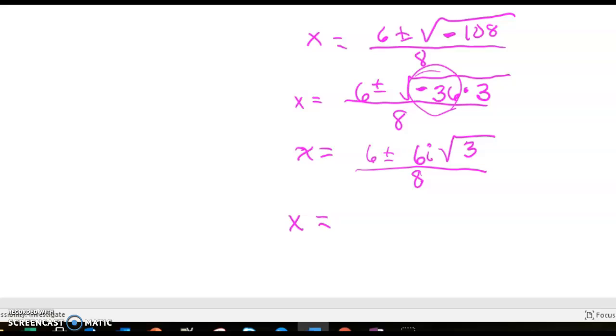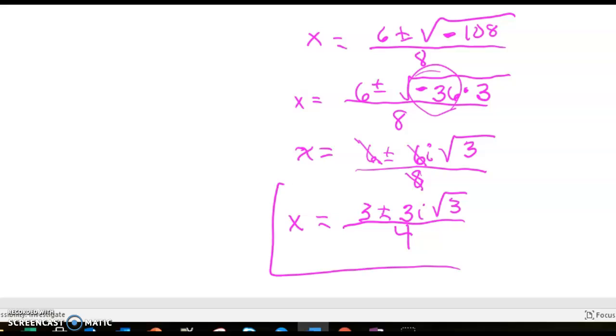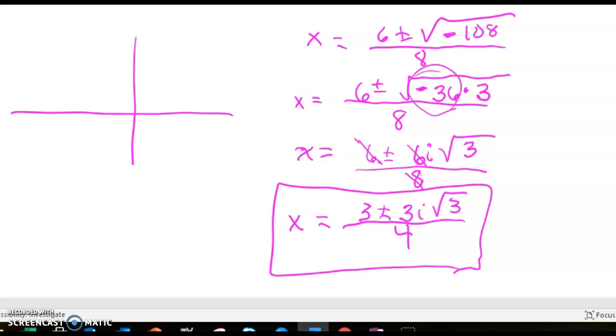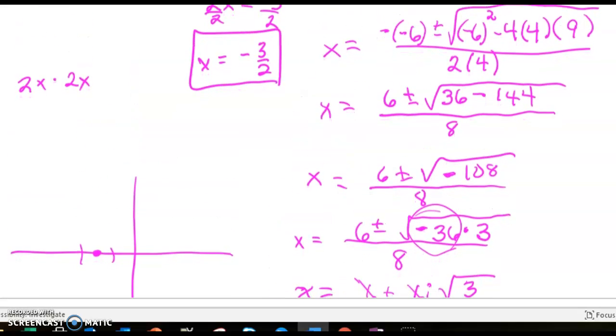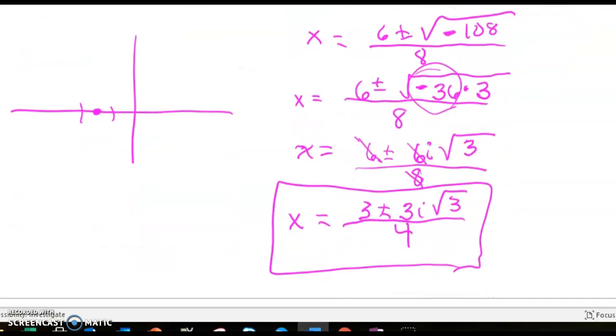We simplify. If we can reduce these 3 numbers, we will always reduce them. So we reduce by 2, we get 3 plus or minus 3i, square root of 3 over 4. And those would be 2 imaginary solutions. So recall that imaginary solutions on graph paper, we had one real solution at negative 3/2, that's negative 1.5.